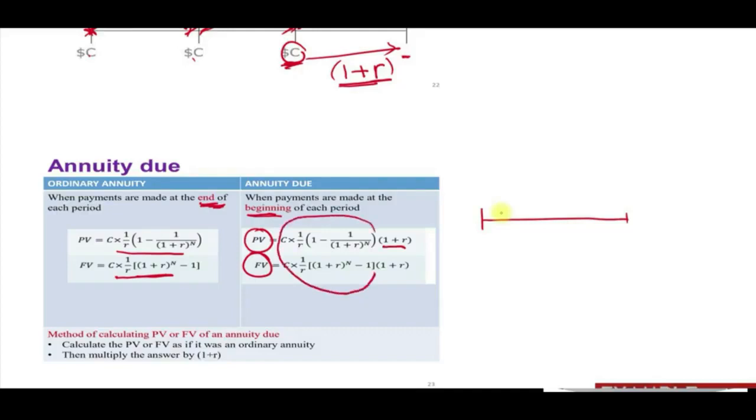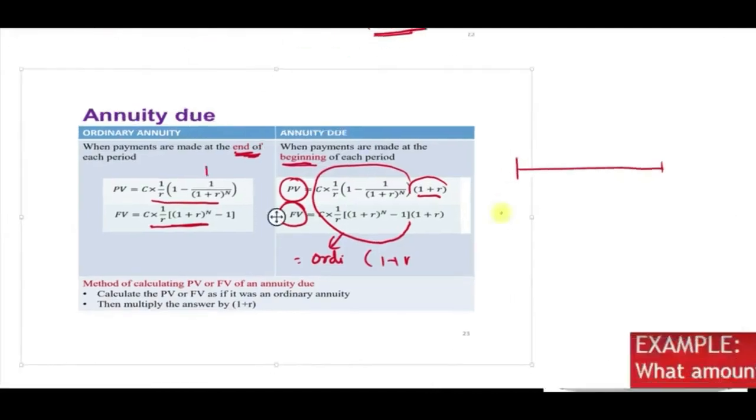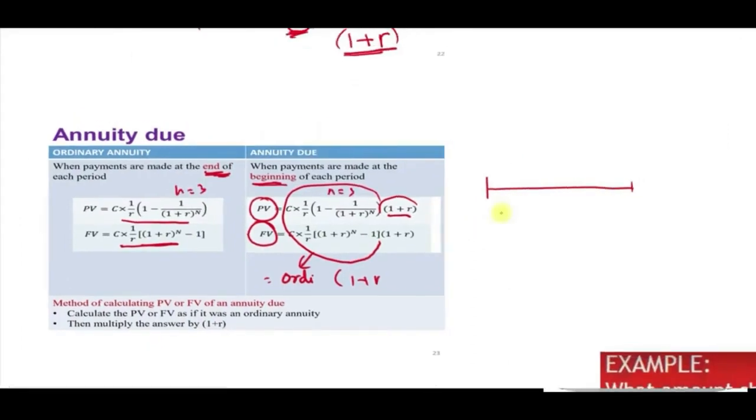We are not going to change n or anything. This part is actually the ordinary annuity part, so simply we are going to multiply this ordinary annuity with 1 plus r to make it due. So everything is the same between ordinary and due. N would also be the same, please don't get confused. Here n is 3, we will use n equals 3 here also, but we are going to use one extra compounding, so that's why we multiplied with 1 plus r.